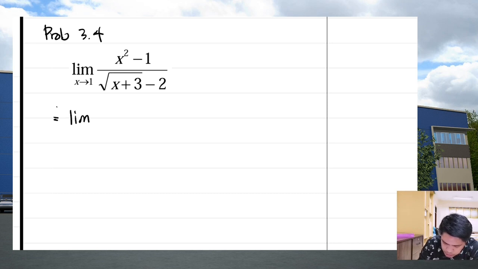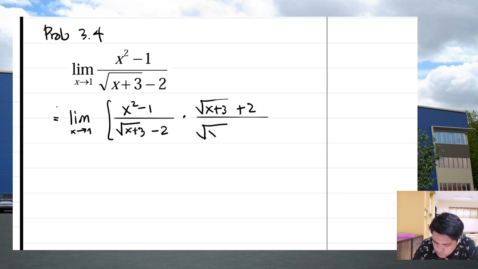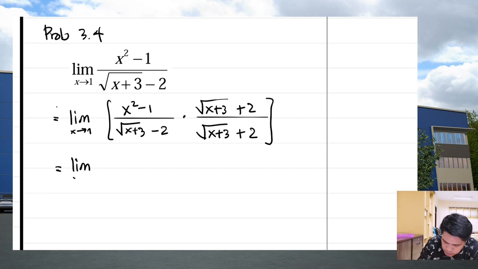So that's the limit as x approaches 1 of x squared minus 1 divided by the square root of x plus 3 minus 2. Then multiply it by the conjugate of the denominator. That is how we rationalize, right? So multiplied by its conjugate, so that's the square root of x plus 3 plus 2. Okay, so this will give us the limit as x approaches 1.